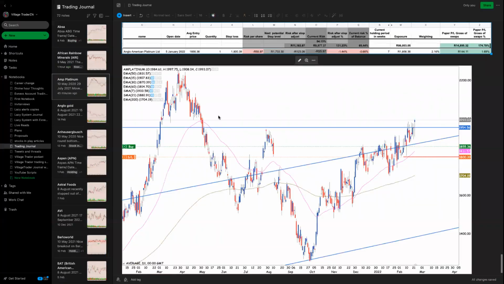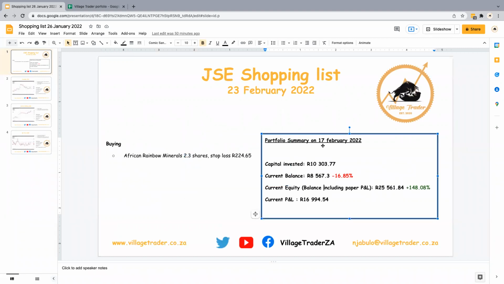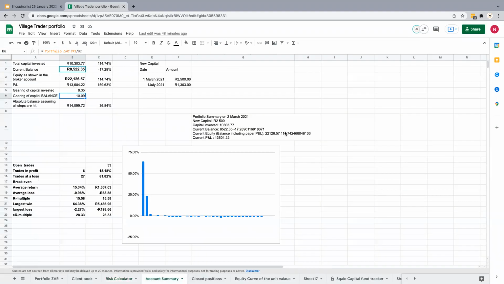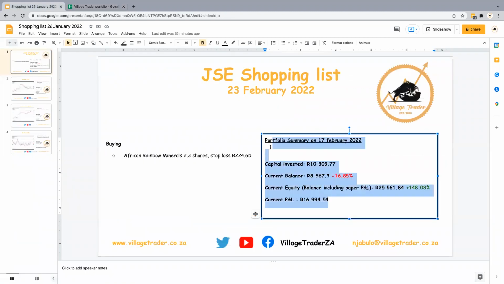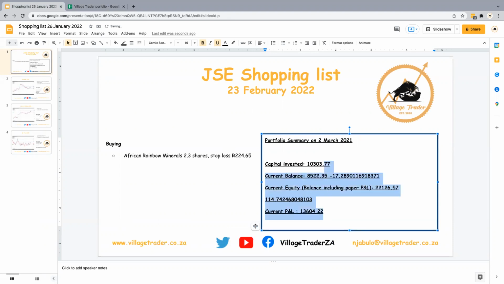So I know that at the open, I'm only buying African Rainbow Capital. And of course I would update this with the summary right here. It does give me a sense of where we are in a nice clean format, and also subscribers, how we're looking. All right, and that's pretty much it.